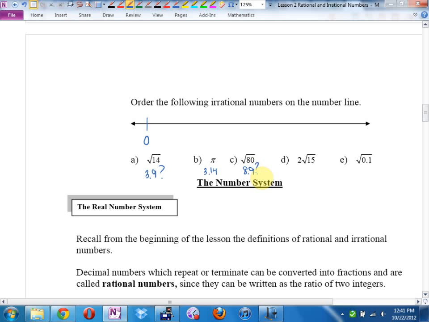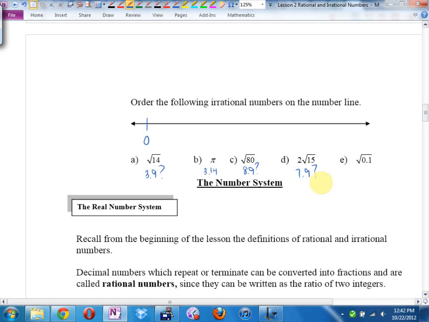D says 2 times the square root of 15. Does the square root of 15 work out evenly? No. Is there a nice number close to 15 that does work out evenly for a square root? Oh, what's the square root of 16? What would 2 times 4 be? 8. So the square root of 15 is a little less than the square root of 16. 2 times the square root of 15 is a little less than 8. 7.9-ish? I'll put a question mark because we're doing kind of a rough estimate.